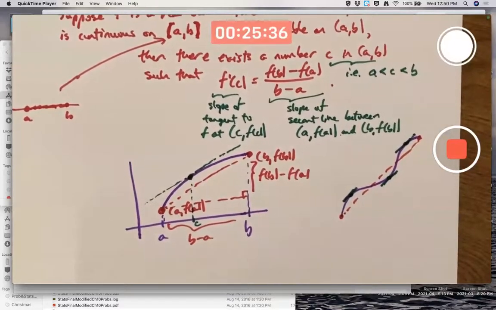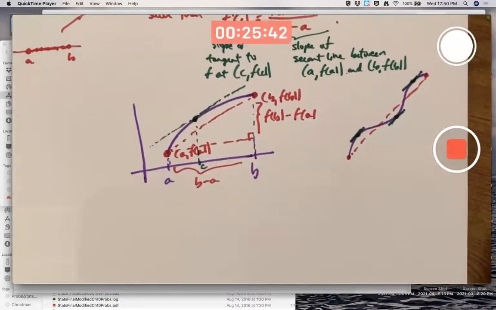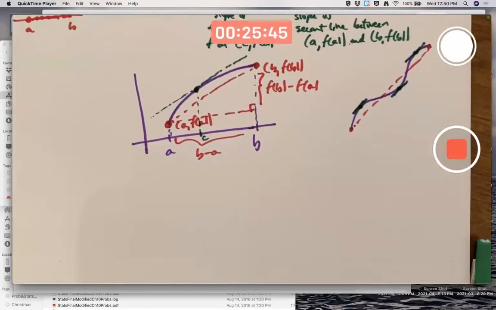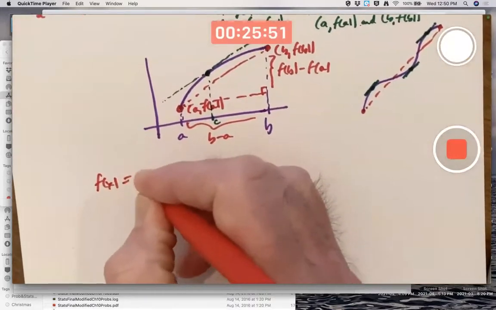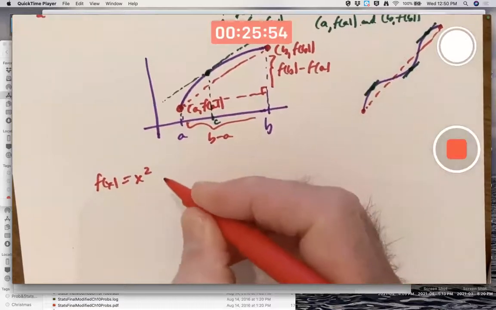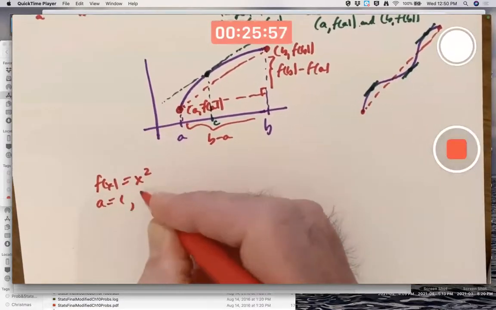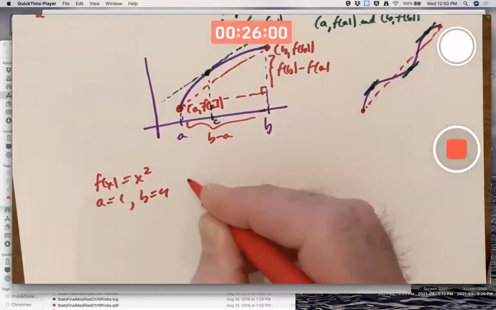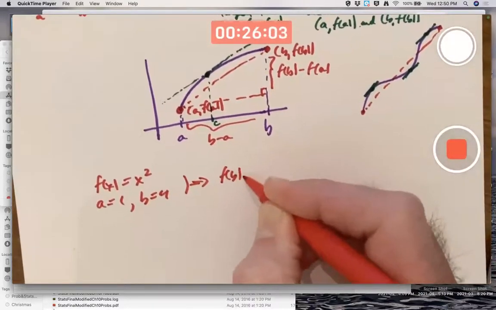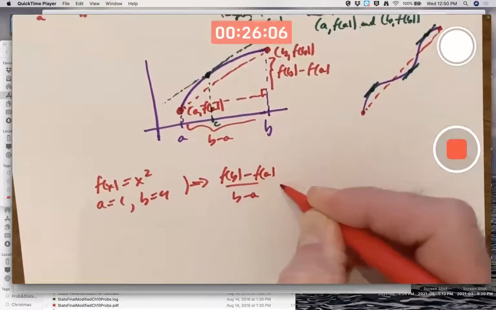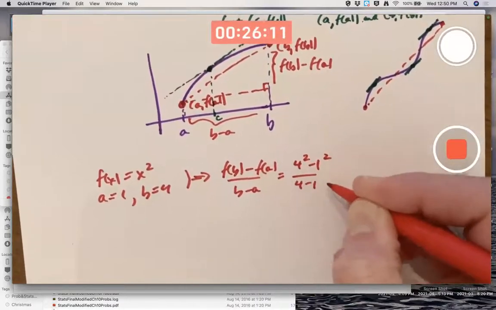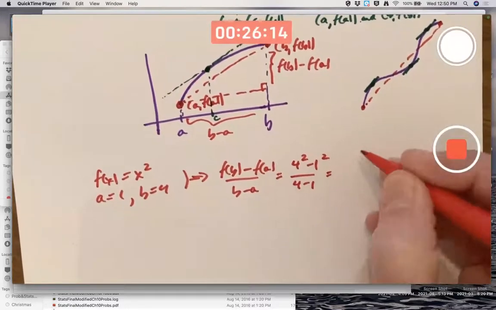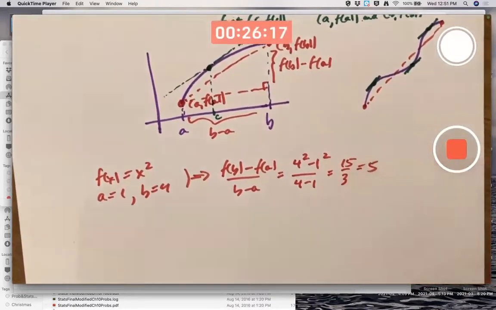Okay, so it makes sense. We could illustrate the theorem with an example, though you should realize the example is just meant for illustration. For example, I could take a simple example, say f of x equals x squared. Let's say a is 1 and b is 4. That implies (f(b) minus f(a)) divided by (b minus a) is (4 squared minus 1 squared) over (4 minus 1), which is 16 minus 1 is 15 over 3, which is 5.